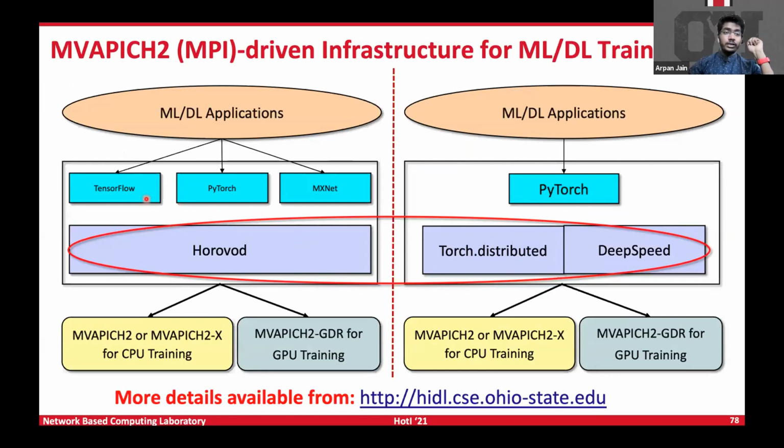If you want to use TensorFlow, PyTorch, or MXNet, you can just use Horovod. These frameworks also have their native support, but Horovod has an efficient implementation of data parallelism, and it has other optimizations also, like overlap of communication and computation, and tensor fusion.